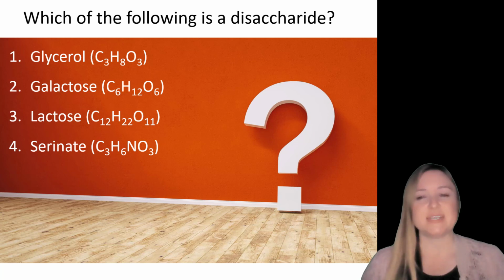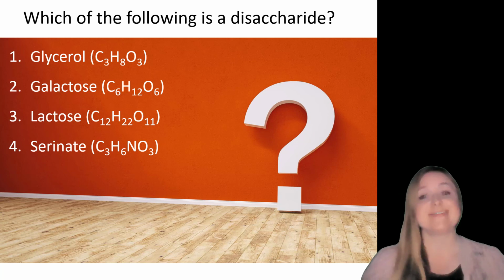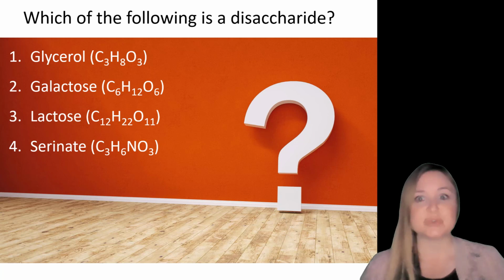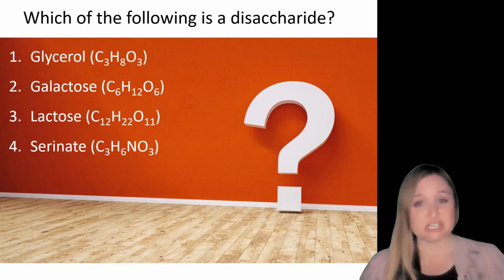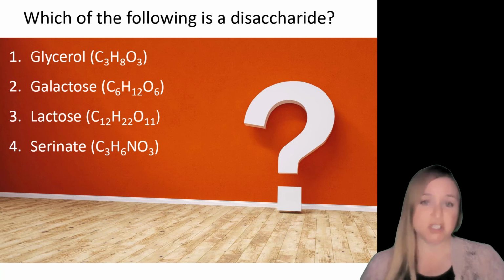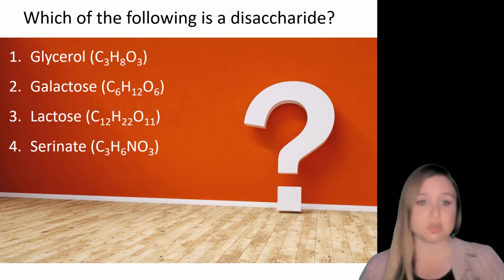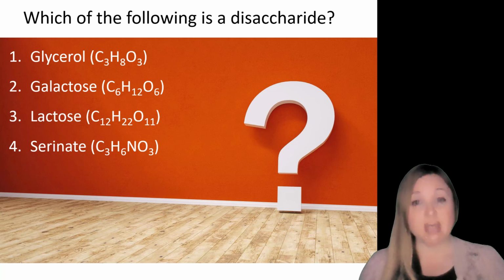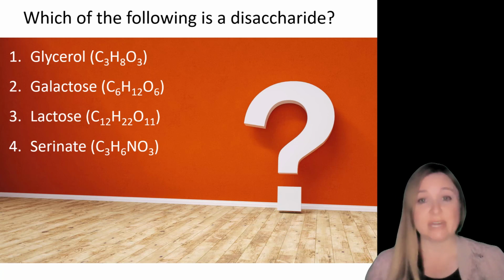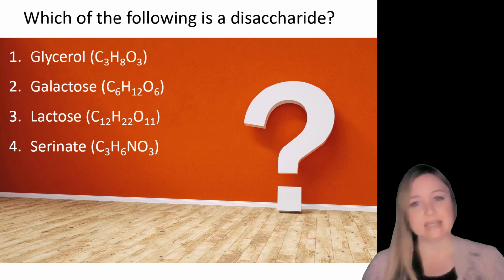Okay, which of the following is a disaccharide? Now we can use what we learned in the first question about a monosaccharide to rule some of these out, right? Serenate has a nitrogen in it. And we know that mono and disaccharides are just going to have carbon, hydrogen, and oxygen in them. So we can rule out serenate as well. We know that galactose is a monosaccharide, so we can rule that one out. That was the answer to the previous question. So now we're left with glycerol and lactose.